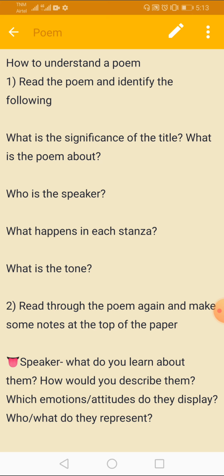So how do we understand the poem? Number one, read the poem and identify a few things. What are they? The title. You have to look at the title first. What does the title tell you about the poem? The title can tell you more about what the poem is about, and you have to ask yourself if the title is significant to the poem and the message of the poem.